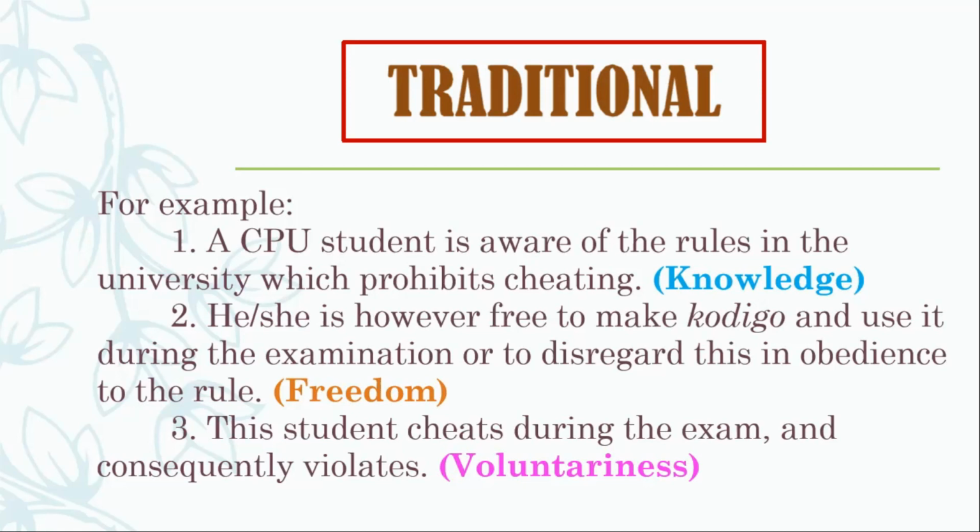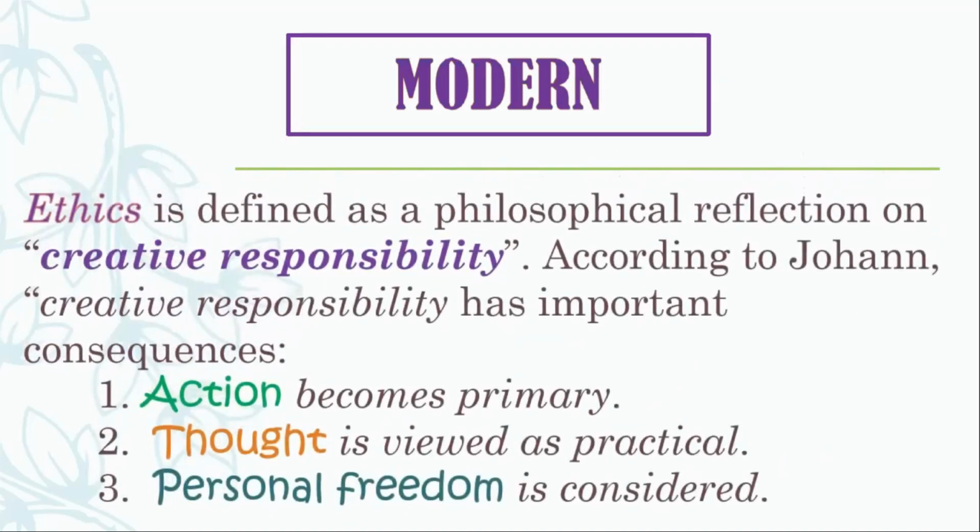Second example, he or she is however free to make a código, to use it during the examination, or to disregard this in obedience to the rule. That pertains to freedom. And the student cheats during the exam and consequently violates. That is voluntariness. Let's proceed to the modern definition.